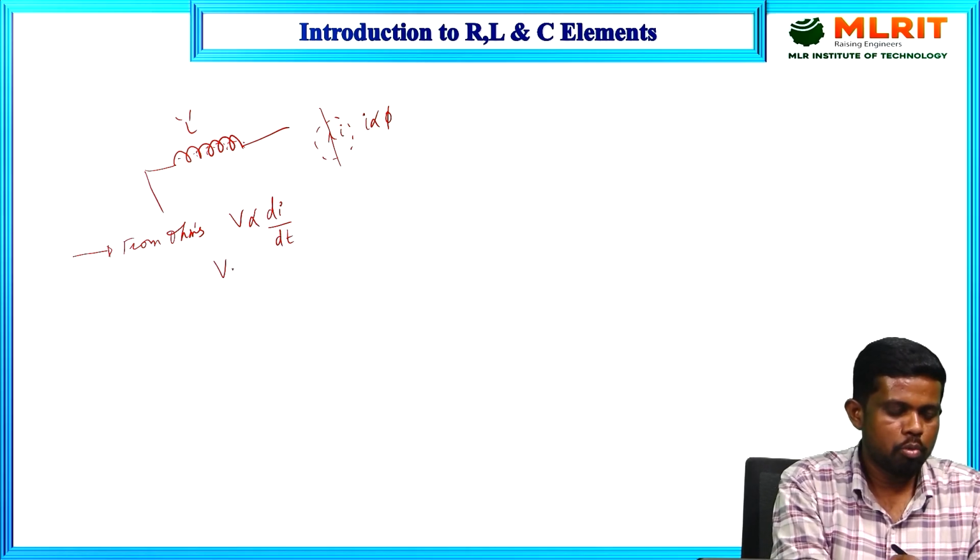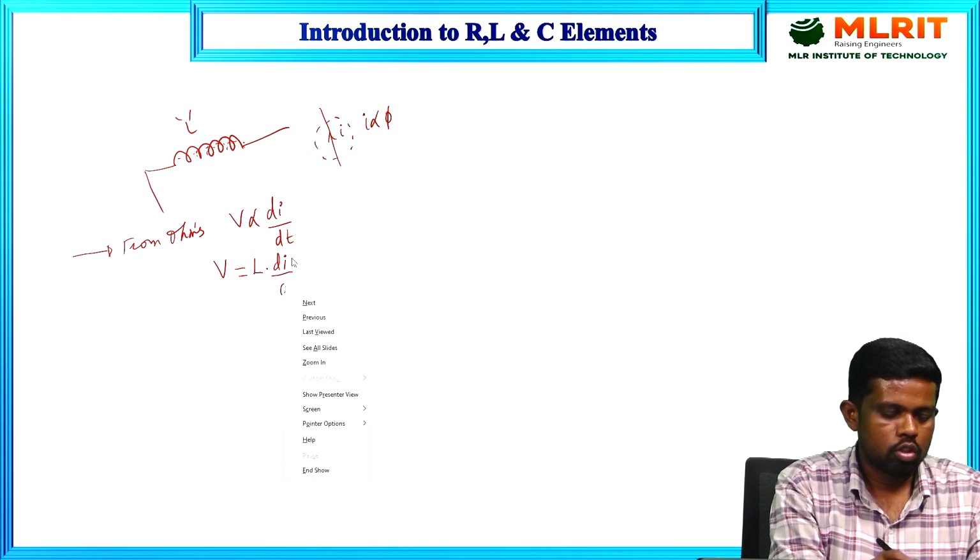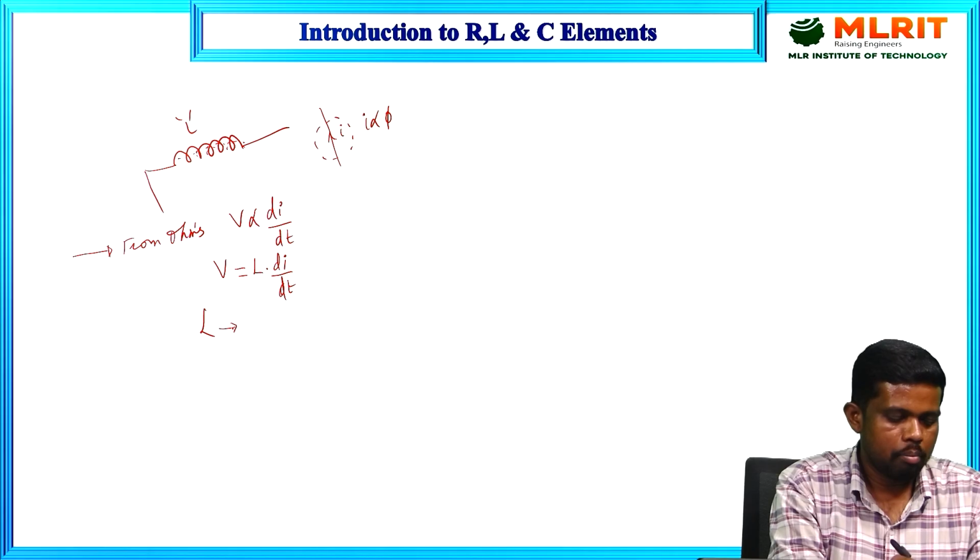Removing the proportionality, you will get L into di by dt. So that is L into di by dt, where L is the proportionality constant.